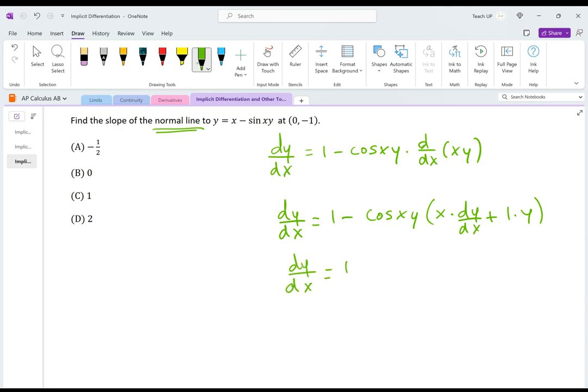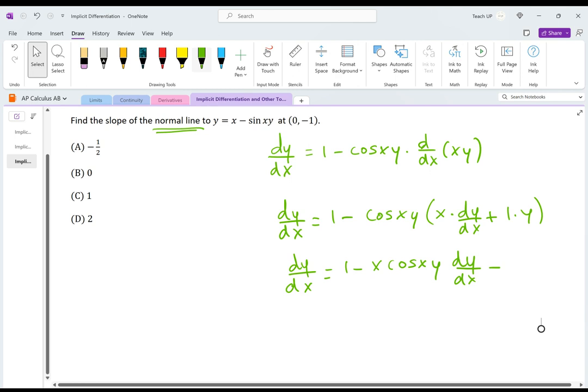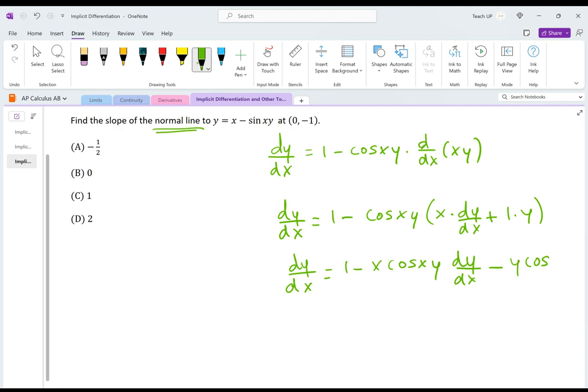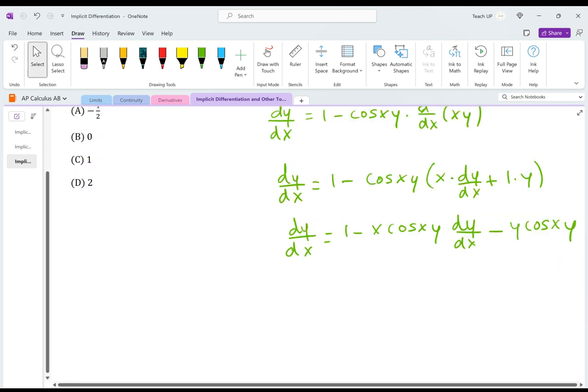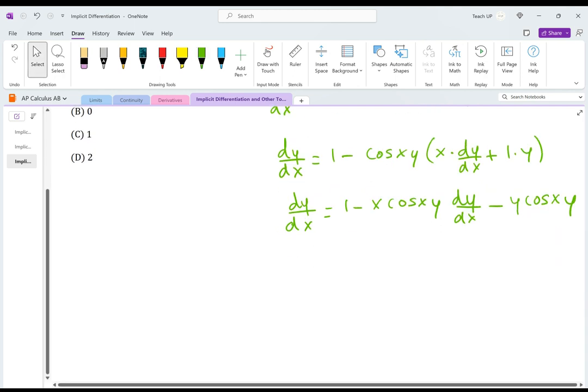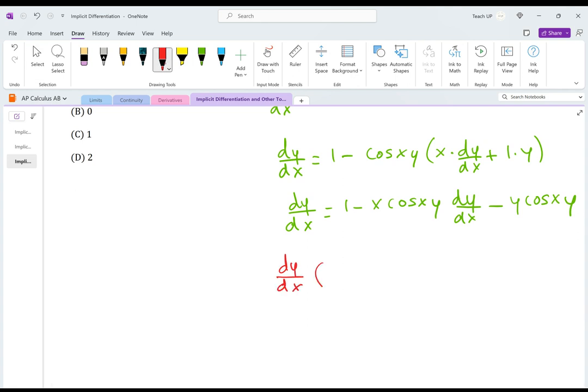dy/dx is equal to 1 minus x times the cosine of xy times dy/dx, minus y cosine xy, because a negative times a positive is a negative. All right, so that's what we have. Now, all the terms that have dy/dx, I'm going to put together. We use the distributive property and take dy/dx times the quantity 1 plus x times the cosine of xy. Of course, that term becomes an x on the other side. This is going to equal 1 minus y times the cosine of xy.